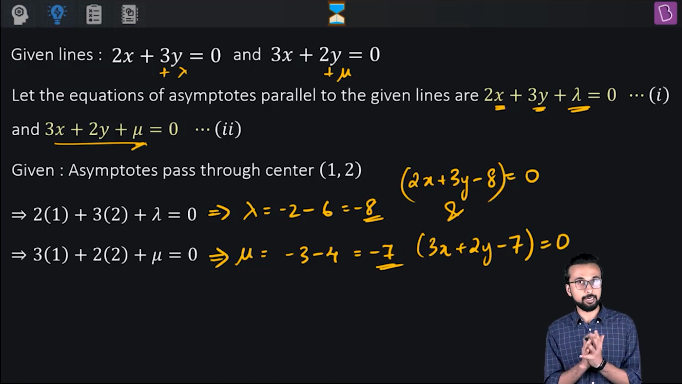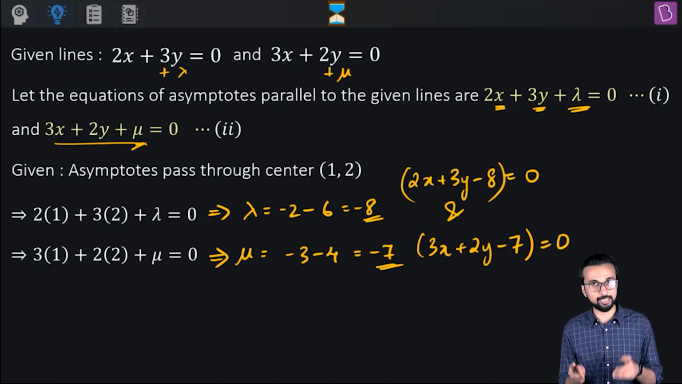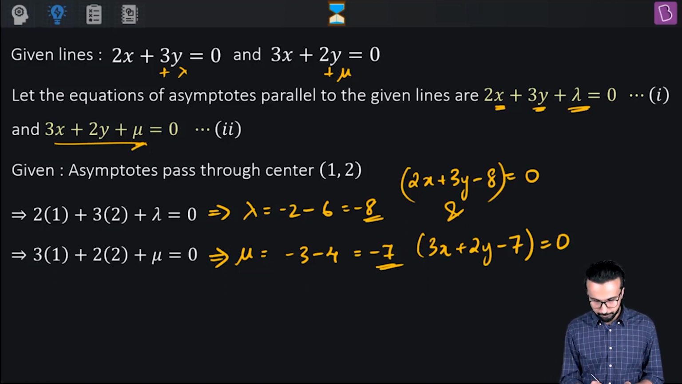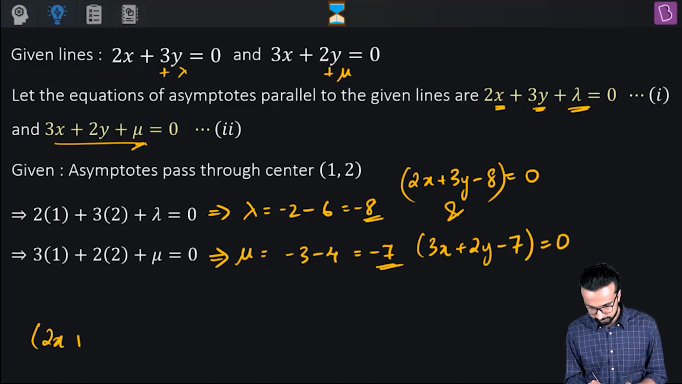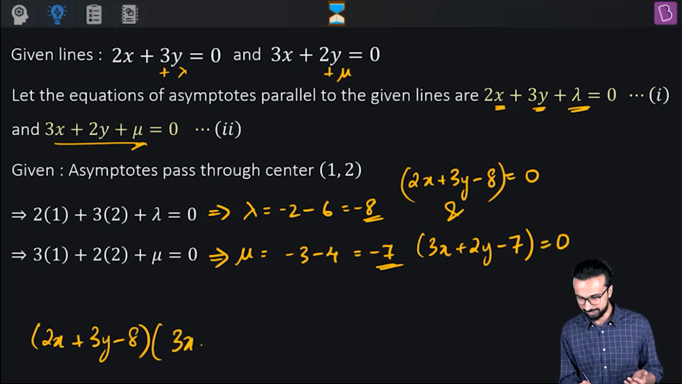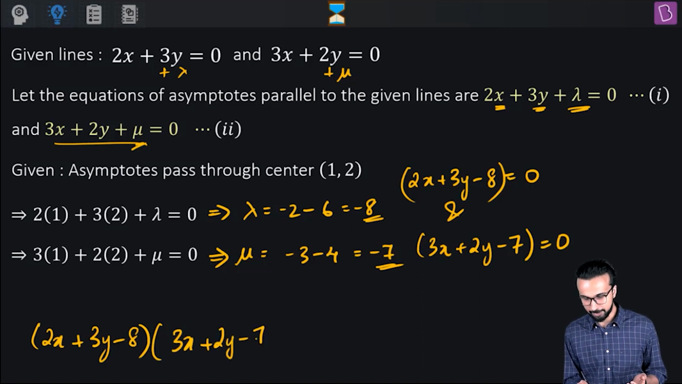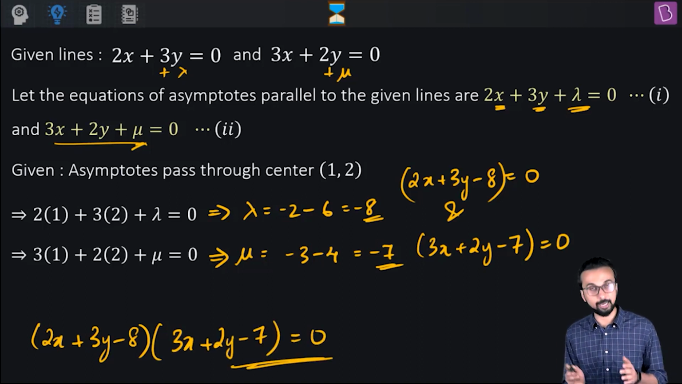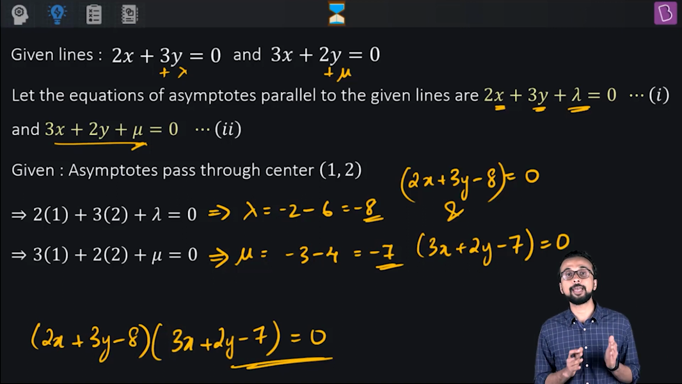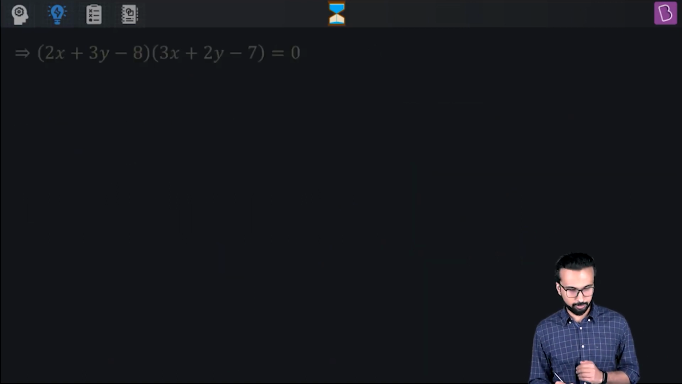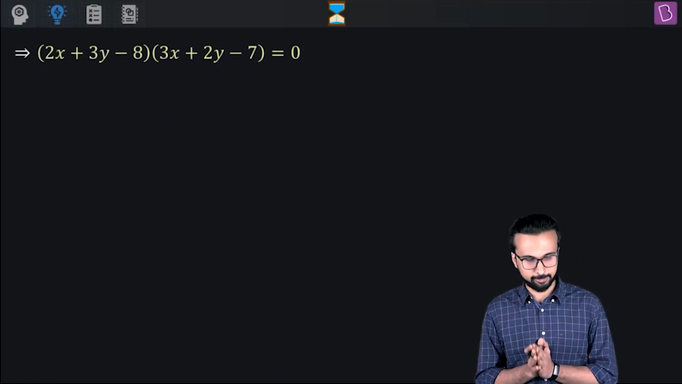Now I'll combine to find the pair of asymptotes. The pair of straight lines that are my asymptotes here would be (2x plus 3y minus 8) into (3x plus 2y minus 7) equal to 0. This is my combined equation for my asymptotes. Let's carry this forward.